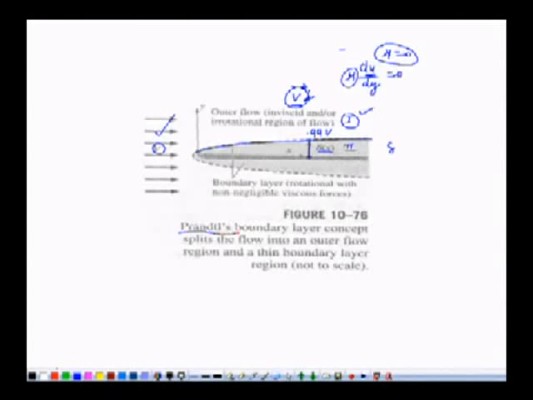In the year 1904, for solving the NS equations and for getting answers to questions like what is the drag, what is the lift on this flat plate. So what is boundary layer?